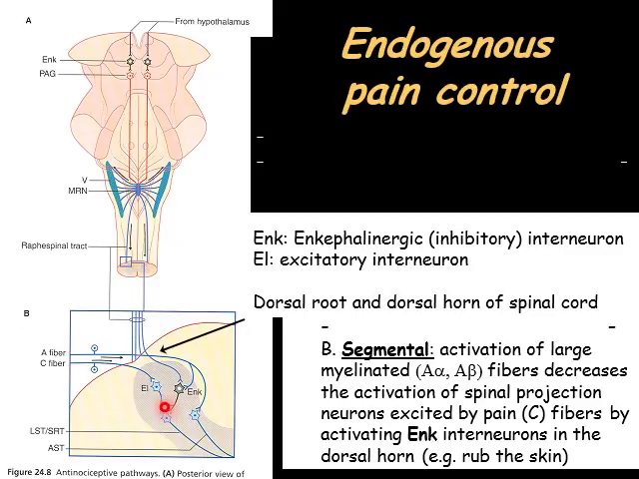You see right here, both presynaptically and postsynaptically, that is a release of a neurotransmitter that's inhibitory. It's either glycine or GABA. So that when pain is coming here, if you simultaneously activate the touch receptor, it will inhibit the pain pathway and diminish the pain sensation. That's the effect of rubbing the skin.